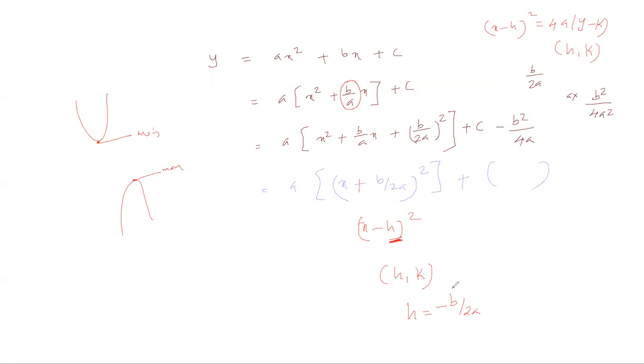So that is minus b by 2a is the x coordinate of the vertex. If it opens up, at the vertex there is the minimum value. If it opens down, at the vertex it is having the maximum value.